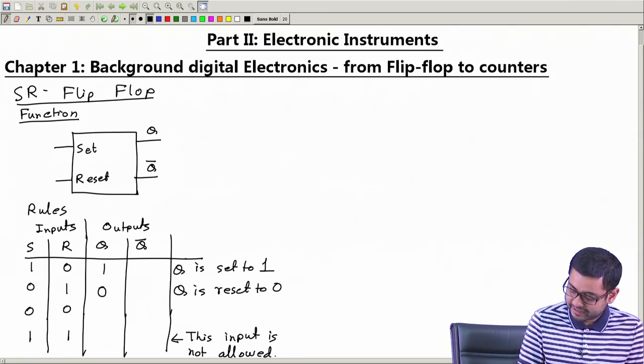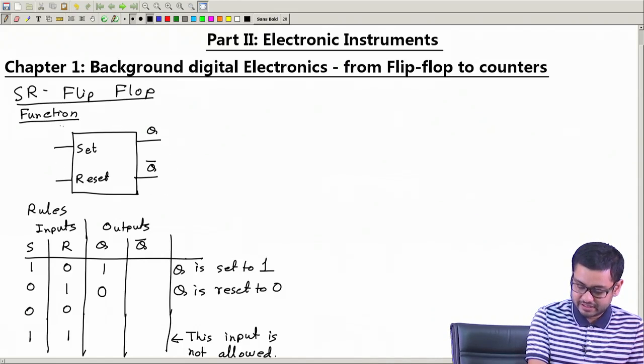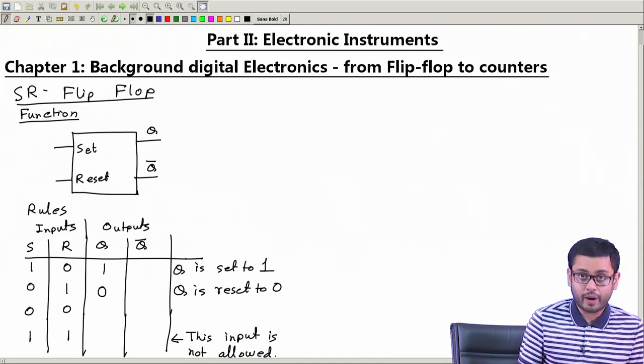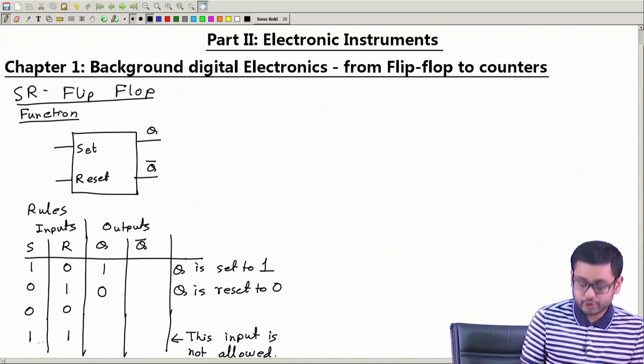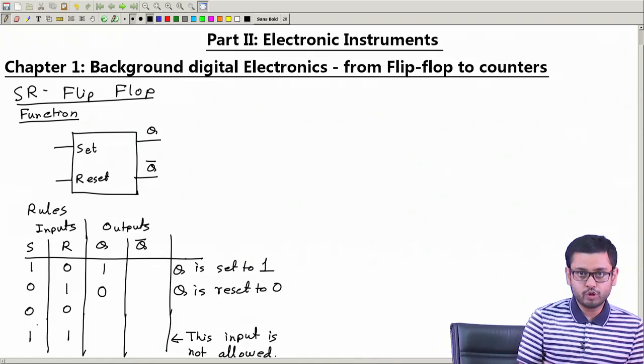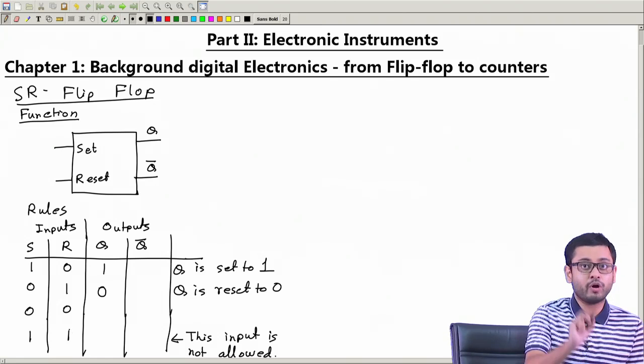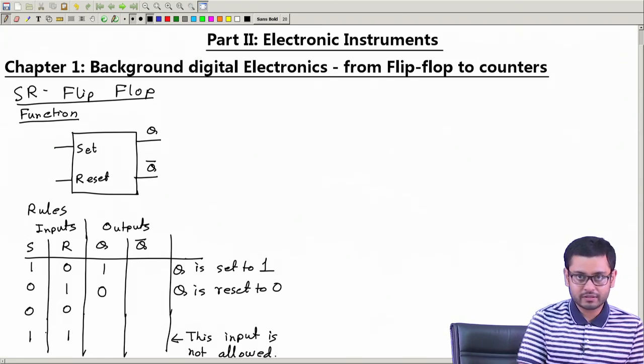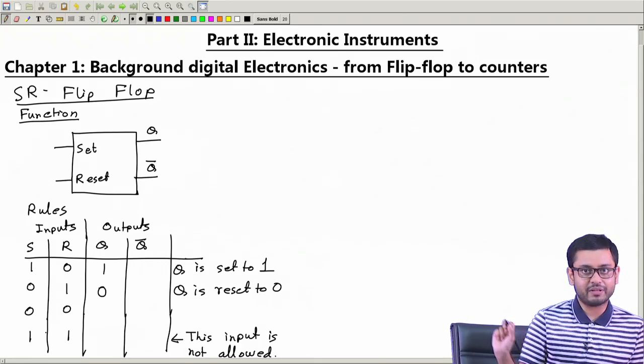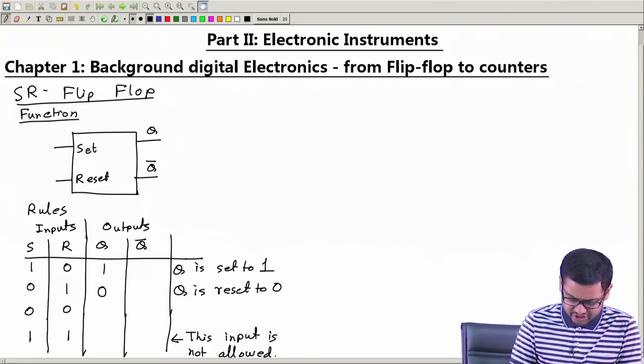What do I mean by that? If you are using this flip flop, you are never supposed to give input as 1 and 1. If you give 1 and 1 by chance, what its output will be after that is unpredictable. You are not allowed to give it. If you give 1 and 1, we cannot say what is going to happen. So never do that.